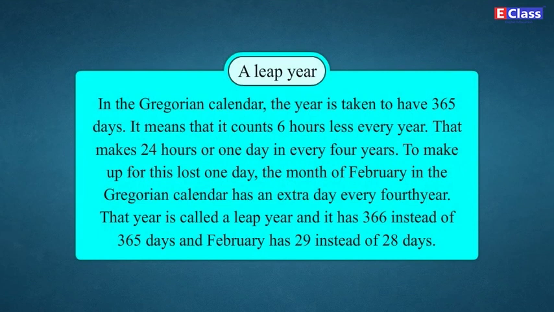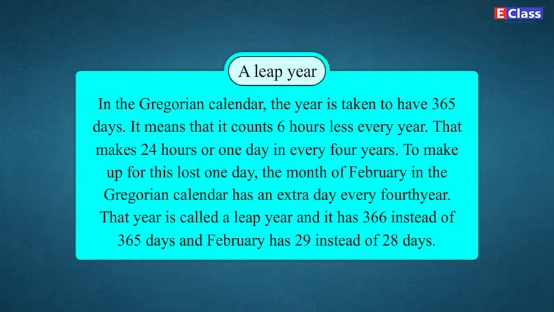A leap year. In the Gregorian calendar, the year is taken to have 365 days. It means that it counts 6 hours less every year. That makes 24 hours or one day in every 4 years.